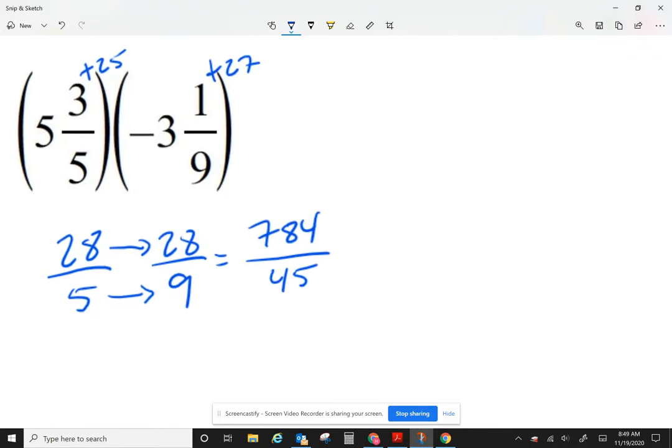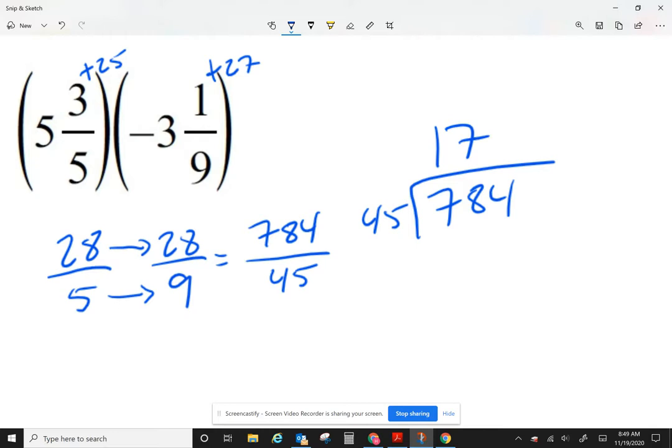The big number is on top. So I'm just going to go 784 divided by 45. I use my calculator for that, and it tells me 17 point something. I'm just interested in the 17, not the point something. I go 17 times 45 equals 765. I subtract 784 minus 765. That gives me 19. So my fraction will be 19 over 45.